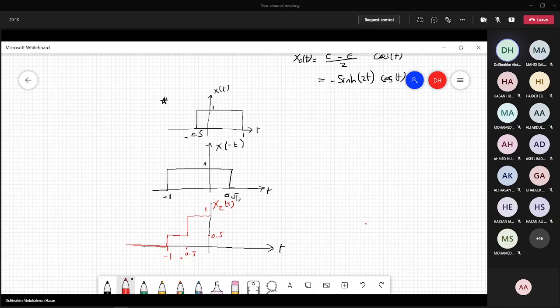From 0.5 to 1, this is 0 and this is 1, divided by 2, it becomes 0.5. After 1, it is 0 plus 0, equal to 0. So then I will get something like this. This is 1, this is 0.5. So this is even. Okay, odd.